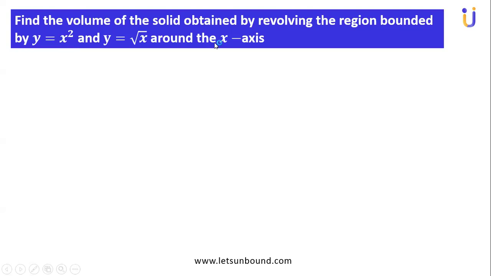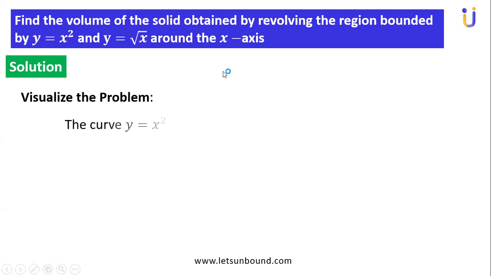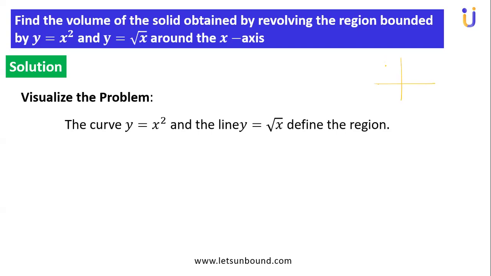Okay, now find the volume of the solid by revolving the region bounded by y equals x squared and y equals root x around the x-axis. Right? So here, using the washer method, the curve y equals x squared and the curve y equals root x. So this is the region we need to revolve along the x-axis.